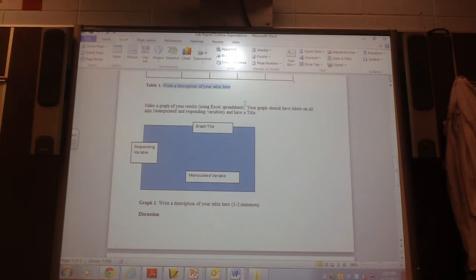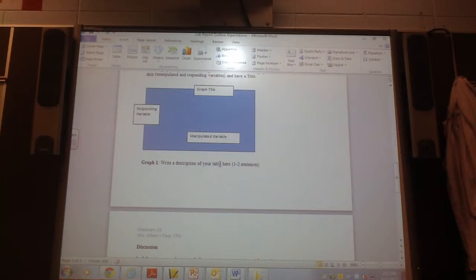Then you need to make a graph of your results using an Excel spreadsheet, which I'll show you kind of when we're doing that. And then you say graph 1, and then you write a description of your graph. Say graph here. And your graph will be like those graphs we just did. Okay? If we get the pH meters, then we can actually have data for it, but if we don't, then you can just approximate what it is based on our knowledge of pH graphs.